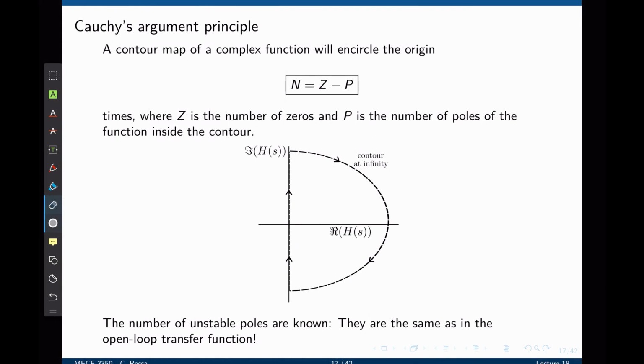A contour map of a complex function will encircle the origin n times, where n equals z minus p. Z is the number of zeros inside of the unstable region, and p is the number of poles inside of that contour of any function. But in the case we are looking at a characteristic equation, then if there are any zeros inside of this contour, the system will be closed loop unstable. And once again, the number of poles inside of this contour are known from the open loop transfer function.